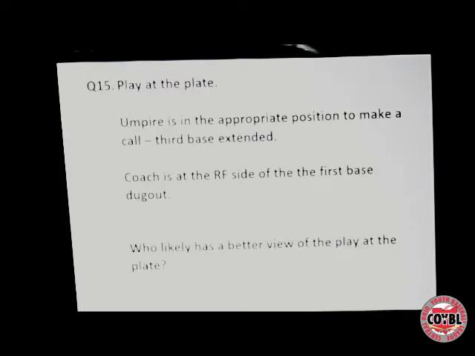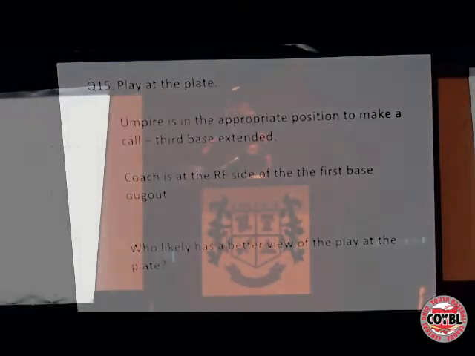Next one. All right, this is the last one. Umpires in the appropriate position to make a call on a play at the plate. For those of you who are not umpires, the mechanic is that the umpire would be in what we call third base extended. So if the runner's coming in from here, we're standing behind home plate in a line from third base, and that's the best place to make a call as an umpire.